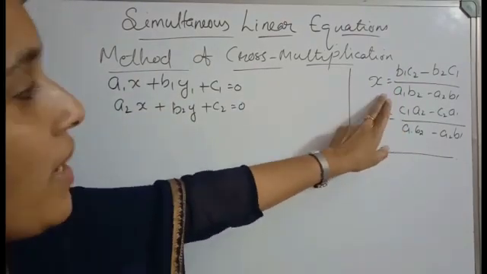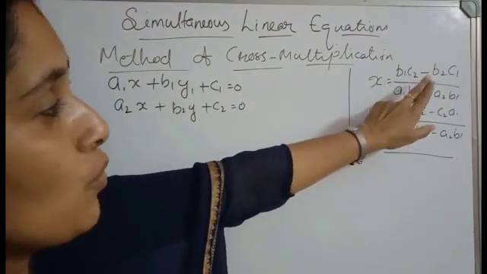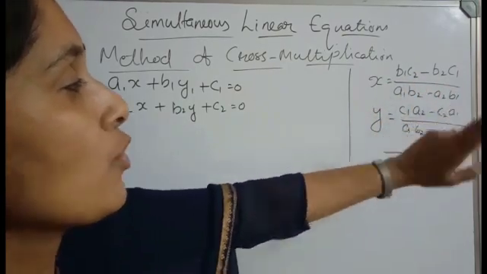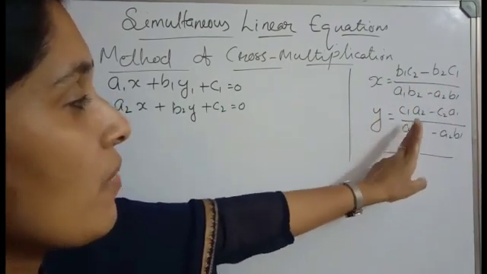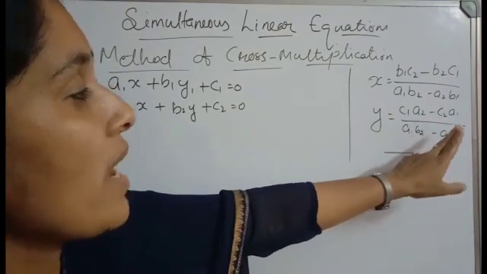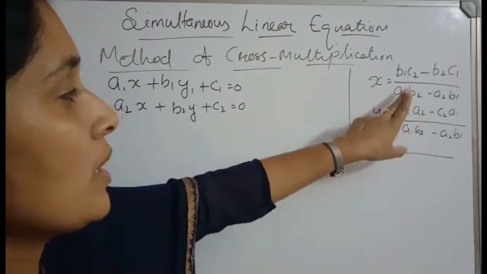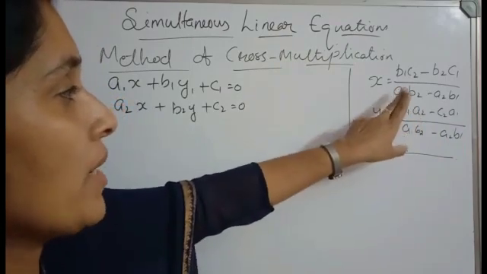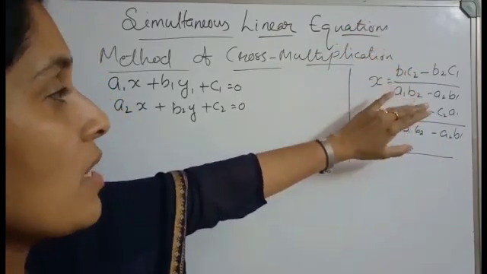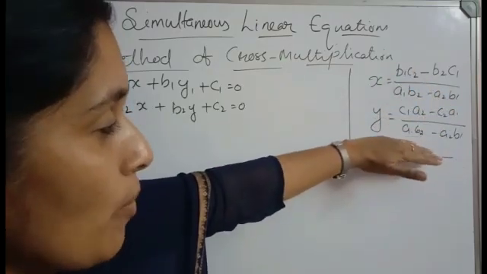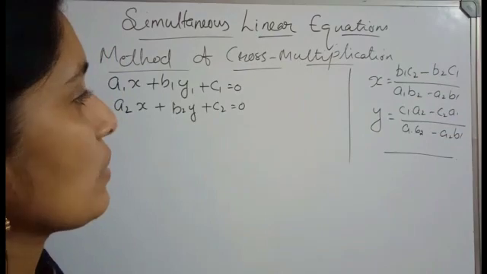So the formula to find x is b1c2 minus b2c1 by a1b2 minus a2b1, and y is c1a2 minus c2a1 by a1b2 minus a2b1. Here both x and y have the same denominator, only the numerator has a slight change. So for finding x we have to use this particular formula, and for y this formula we have to use. Let's consider one question.